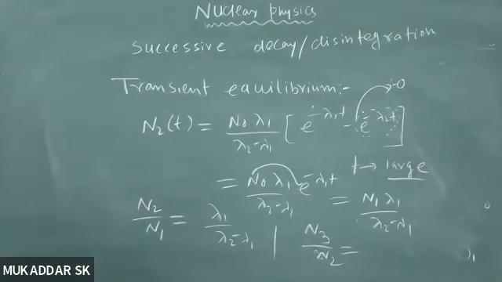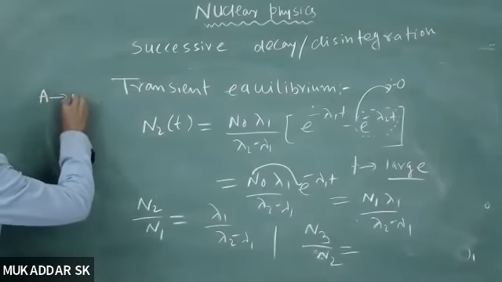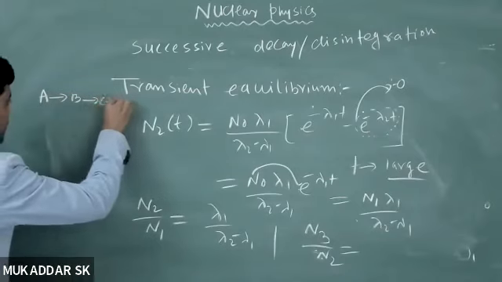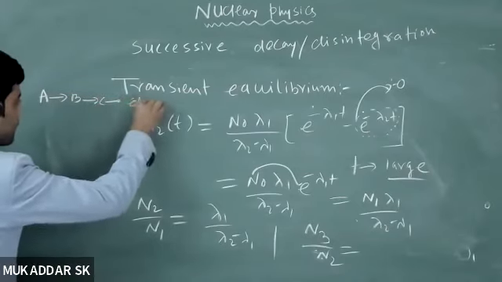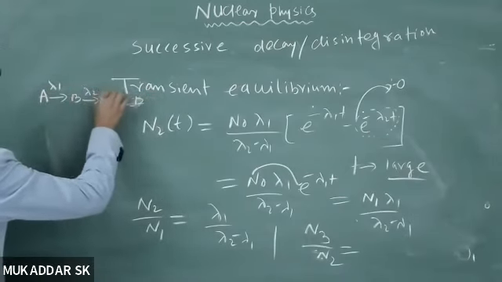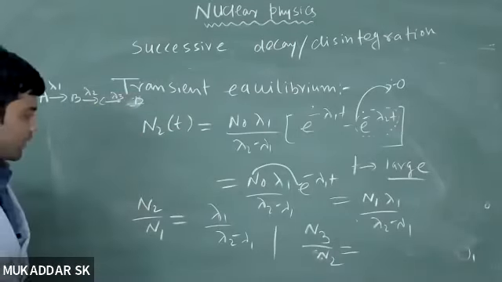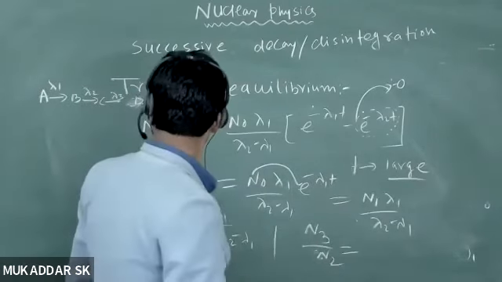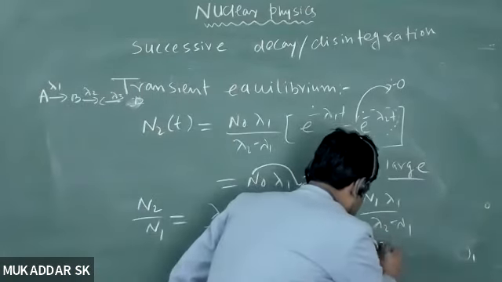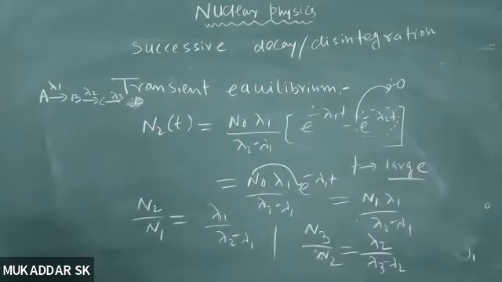Where is lambda 3? That N3 by N2 you can calculate. Suppose A is decaying to B, B is decaying to C, and C is decaying to D, with decay constants lambda 1, lambda 2, lambda 3. Then I can say that N3 by N2 will be lambda 2 by lambda 3 minus lambda 2, and so on.